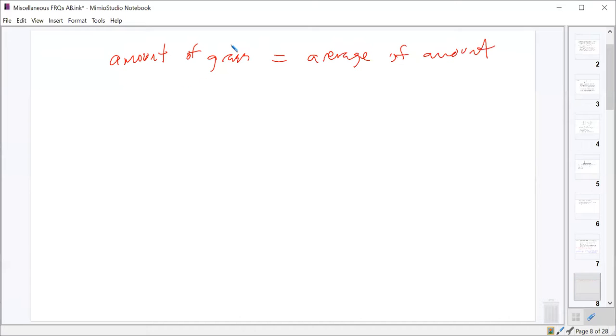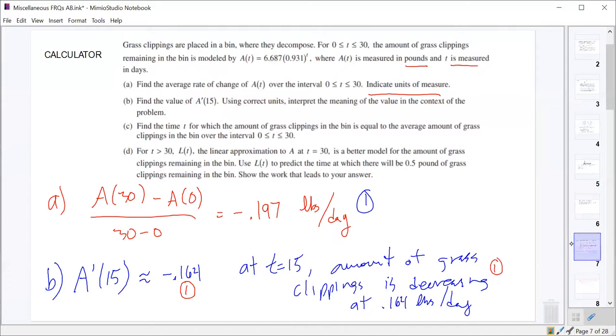What is the amount of grass clippings in the bin? What is the function that represents the amount of grass clippings in the bin? A of t. No, the amount of grass in the bin is just A of t. Isn't that what it says? Grass clippings are placed in a bin where they decompose. For 0 to 30, the amount of grass clippings remaining in the bin is this. The number of grass clippings in the bin is A of t. That's all it is.